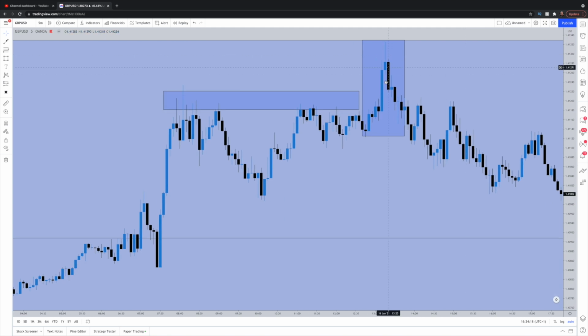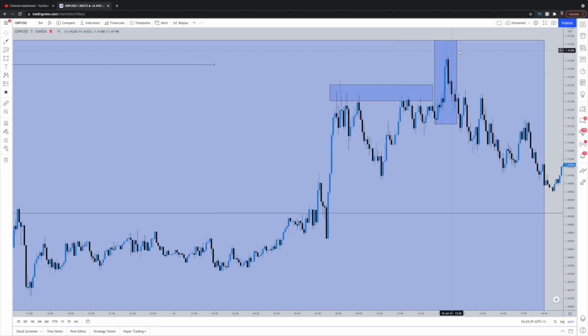Let me zoom in a bit more. They're only returning back to this last up close candle to mitigate their position, to close out their drawdown trade. So there are other ways to find out how to enter in there towards the high. This is not what that video is about.